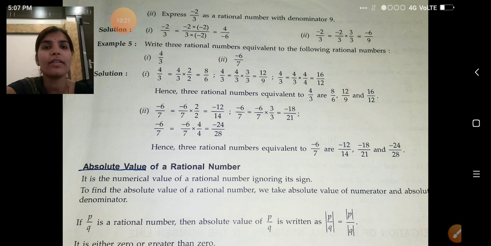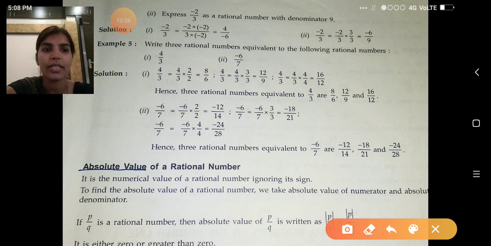Understand? Then the second example is express minus 2 by 3 as a rational number with denominator 9. Denominator 9, that means your denominator is given as 3. So by which number are you multiplying? 3. If you multiply the denominator by 3, then under the same condition you multiply the numerator also. So minus 2 into 3 upon 3 into 3. So your rational number is minus 6 upon 9. Understand that?